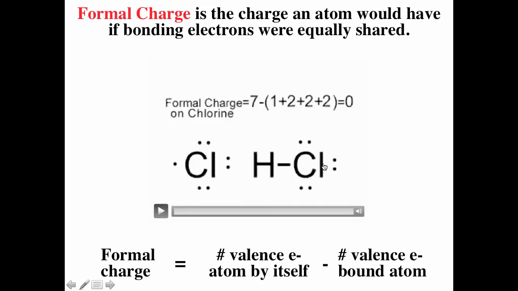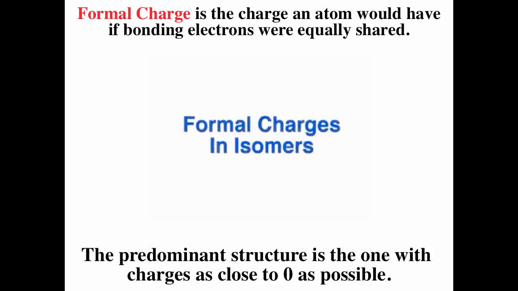And so we're able to calculate the formal charges for the hydrogen and chlorine. Again, please remember formal charges are the charge an atom would have if the bonding electrons are equally shared, or if all the bonds were purely covalent and yet equal sharing. Formal charge calculations can often help us identify the most stable isomers of molecules.